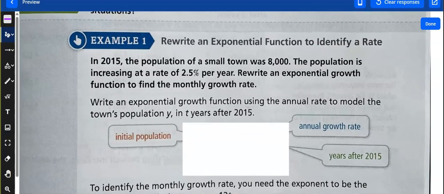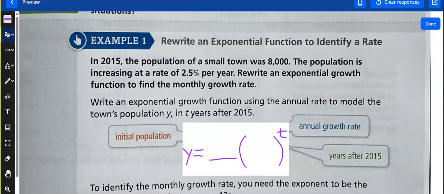Example 1. In 2015, the population of a small town was 8,000. The population is increasing at a rate of 2.5% per year. Rewrite an exponential growth function to model this situation. Okay, so we've got y equals something times something. They're using t. We can use x. It doesn't matter to me whether we use t or x.